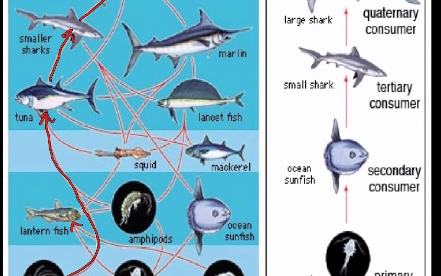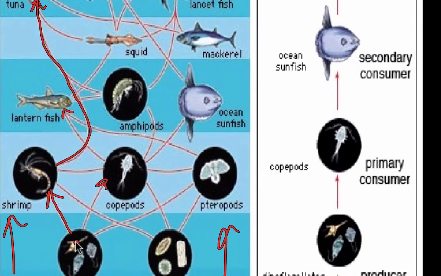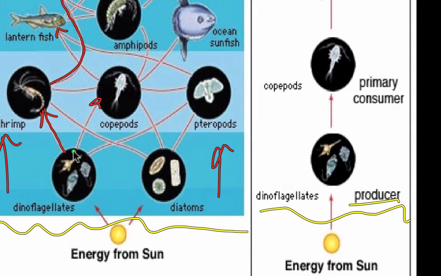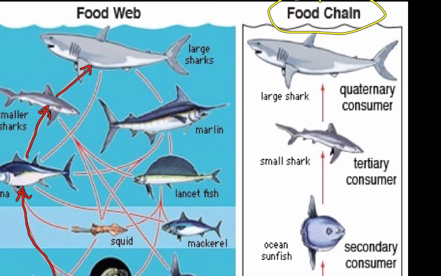Can we find a different chain starting in the same place? Absolutely. We'll change colors here. Green, dinoflagellates into these copepods. Let's go here. Copepods to the amphipods. And that goes up to the lancetfish, to the marlin, to the shark. There you go. There's one other chain.